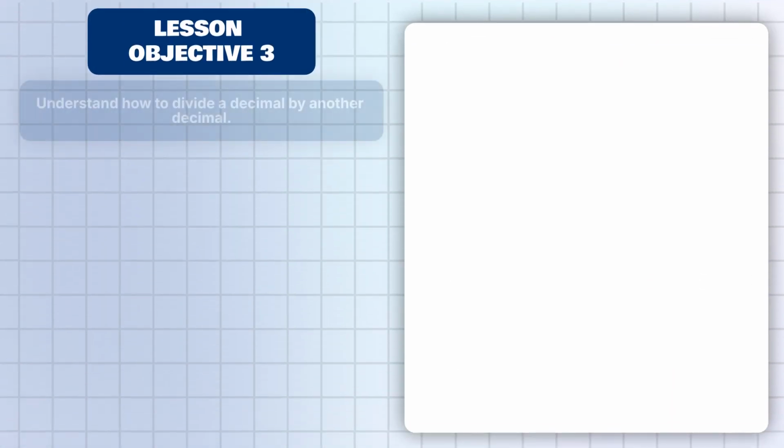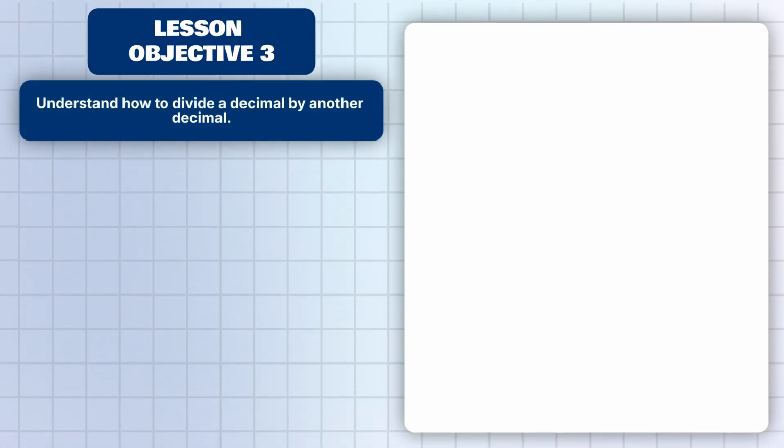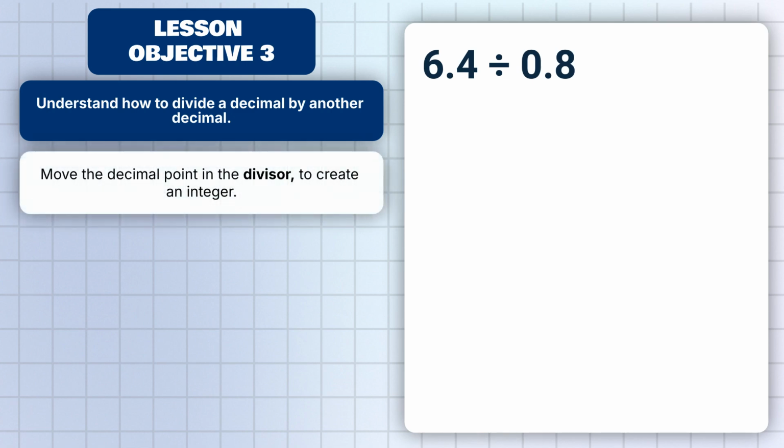Let's now look at dividing a decimal by another decimal. Consider 6.4 divided by 0.8. We want to move the decimal point in the divisor, which is 0.8, 1 space to the right. This is so that we can make it a whole number, 8, to proceed as we just learned.